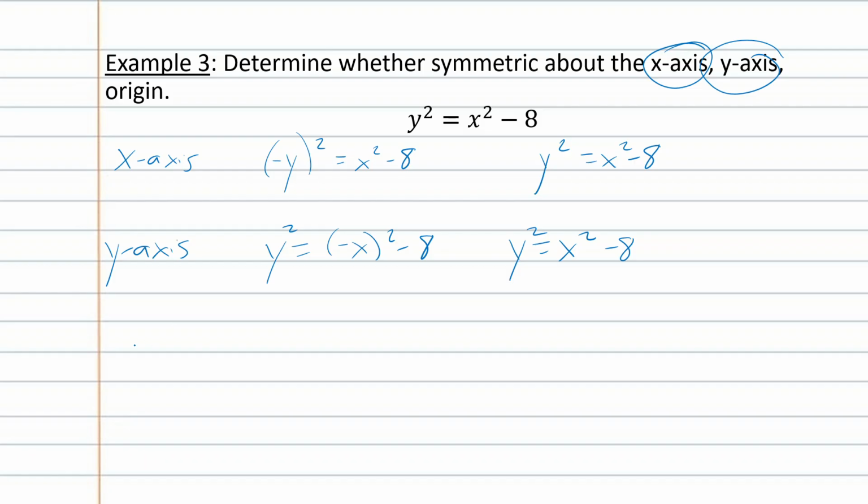Alright. Well, how about the origin? I need to do both. Negative y squared equals negative x squared minus 8. That means that y squared equals x squared minus 8. Squaring those negatives makes them go away, and it simplifies back down to the original. So in example 3, it is symmetric about the x-axis, the y-axis, and the origin. So it's symmetric about all three.